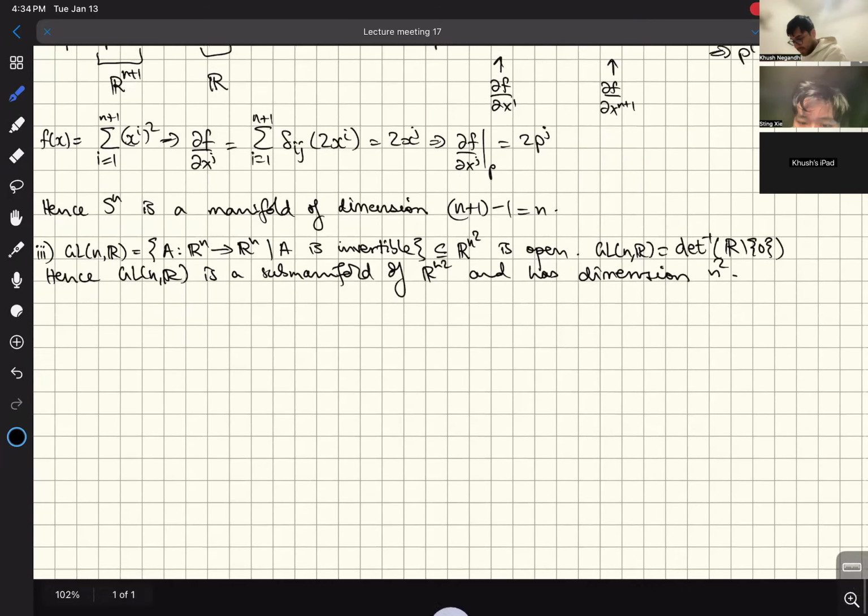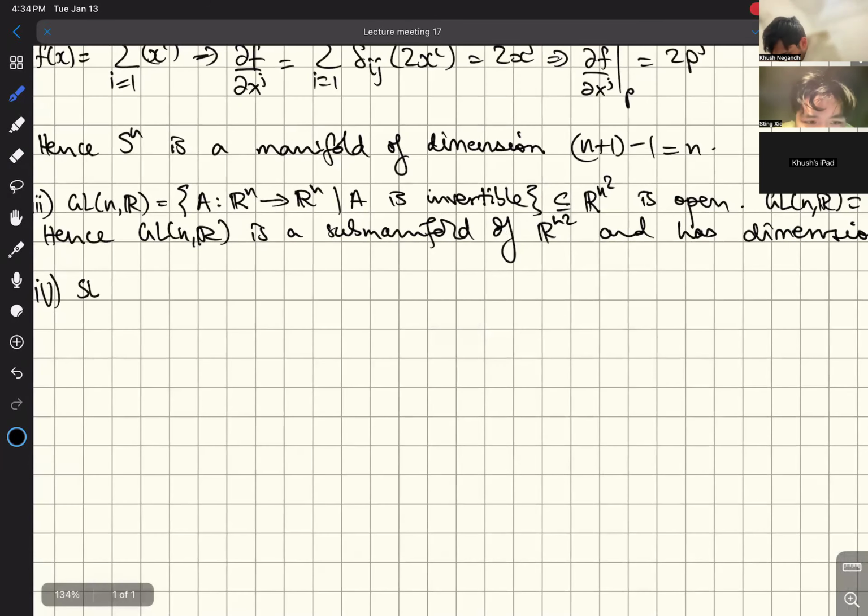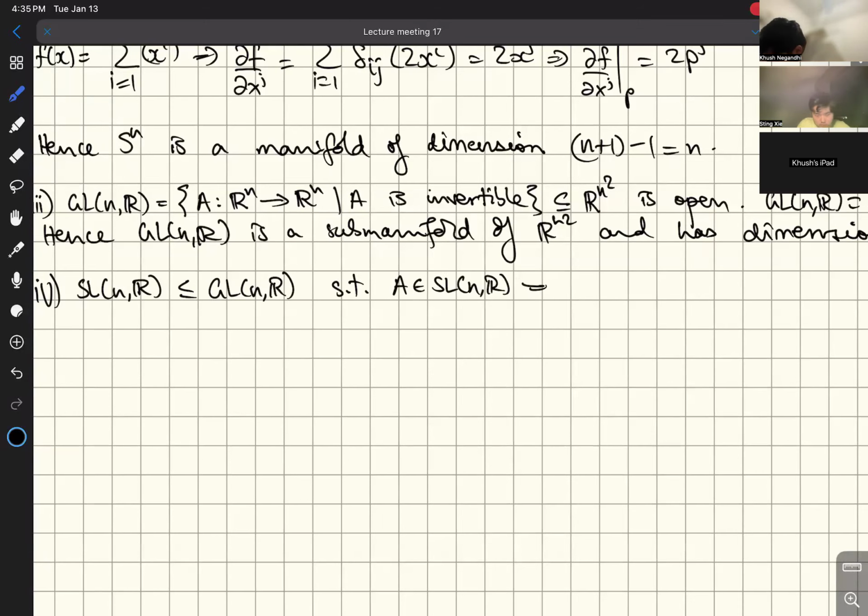Okay. Now let's move on to the next example, and that is SLnR. If you remember, this was the subgroup of GLnR such that A is in SLnR if and only if the determinant of A is 1. I think this equation alone should already tell you how we're going to show that this is a submanifold. We're going to look at the determinant function. We've already convinced ourselves that it's smooth.